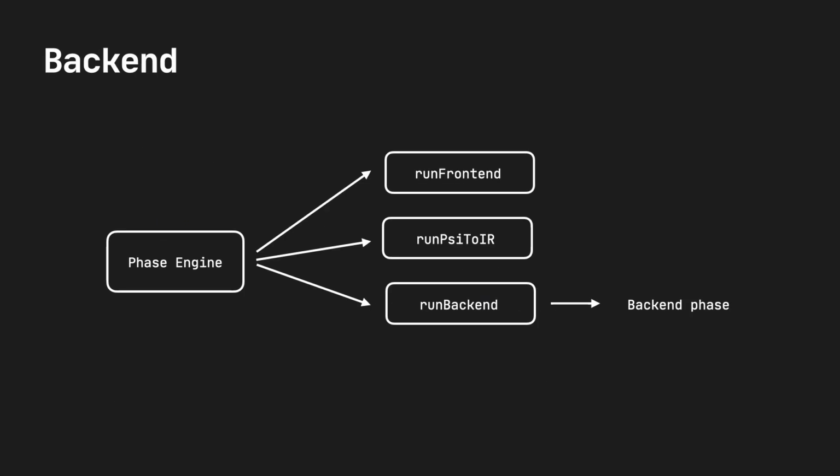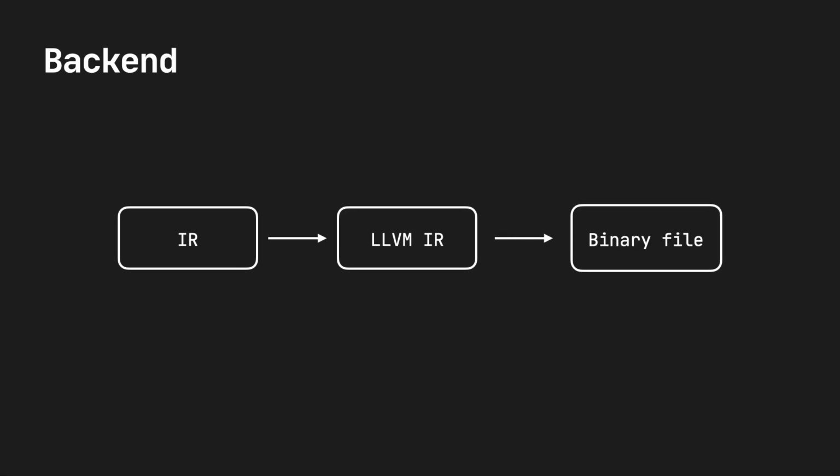So the next thing that it does is that it converts the PSI. The next step to do after doing analysis is converting the PSI to IR. But what I'm going to focus on more is the backend piece of it, where it takes that IR and then it has to work with LLVM. So the backend of it takes basically the IR and it has to convert it to LLVM IR, and then it has to generate some binary file, some bitcode.